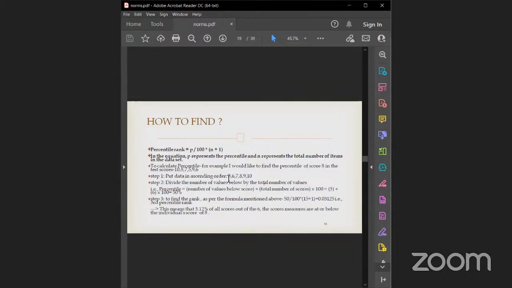So to calculate the percentile rank, it is 3 divided by 6 into 100, that we'll calculate here, into n plus 1. So when we do that particular calculation, as you can see here, we get this value of 0.03. So when we say 0.03, we're talking about it being the 3rd percentile rank. Does that make sense to you? Are you able to follow along with me?